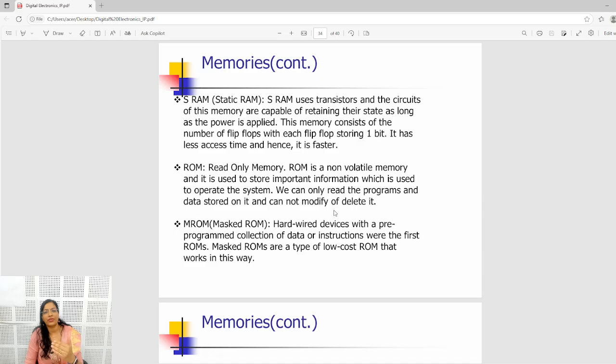So you get the difference how we are progressing from a static memory to a dynamic memory, then we're going forward to the ROM. It has less access time, and hence RAM, static RAM, is faster.